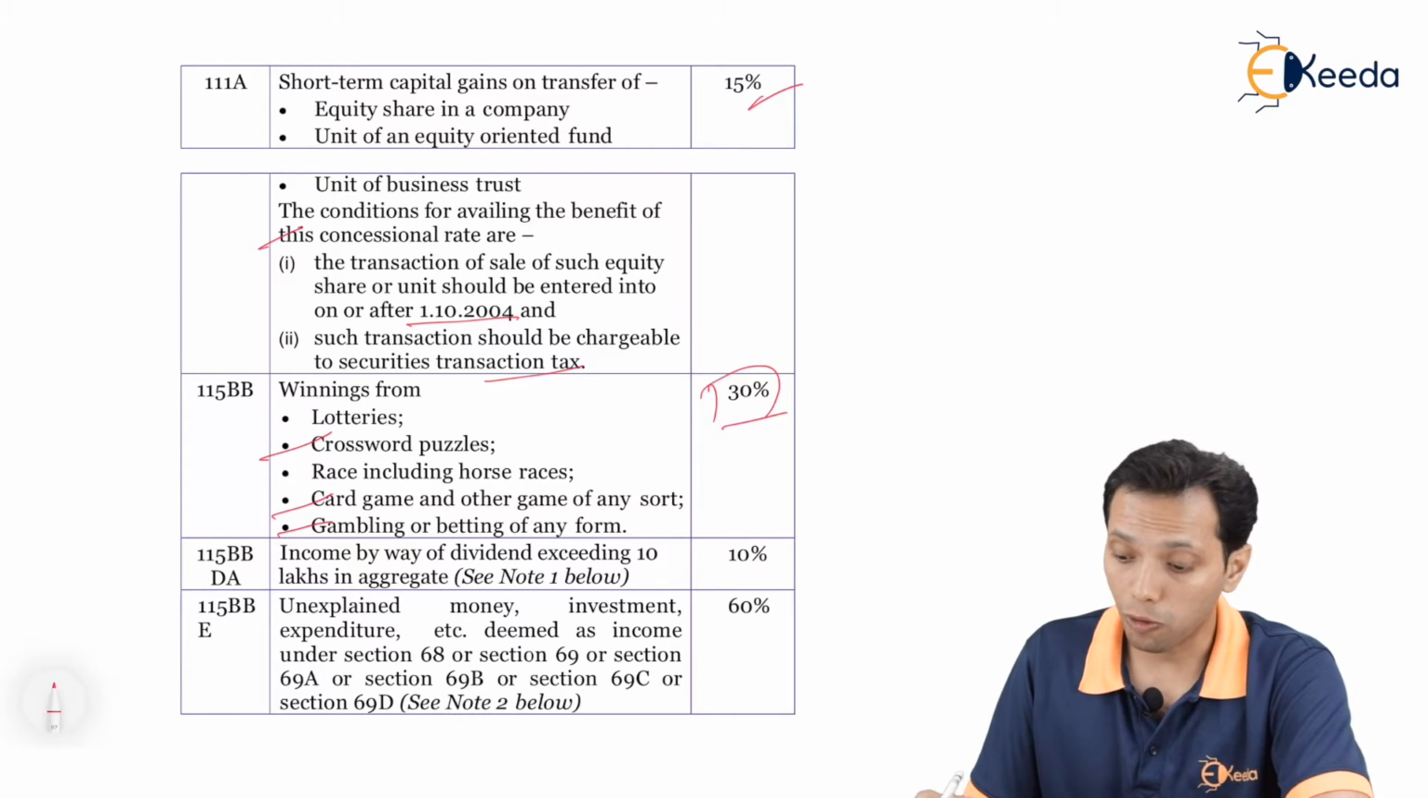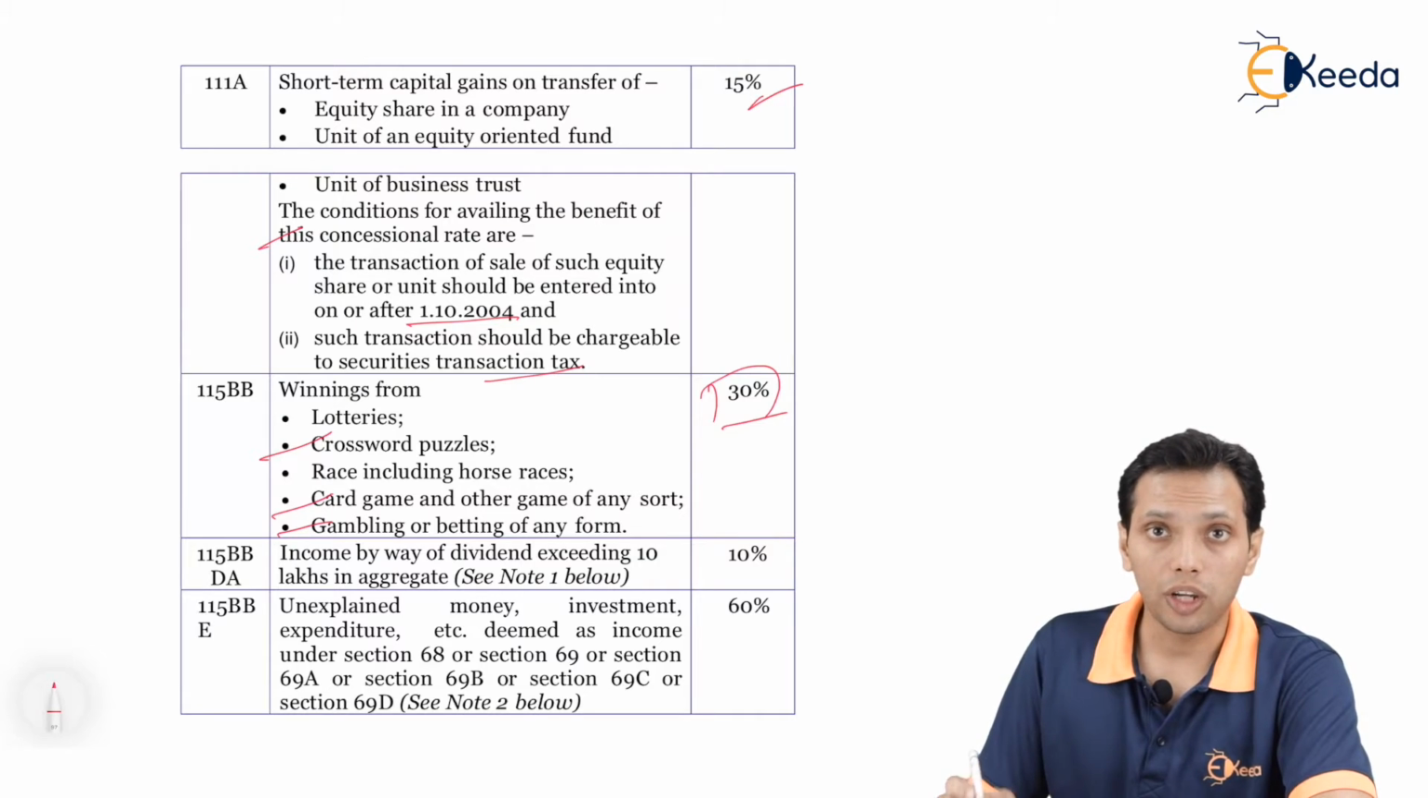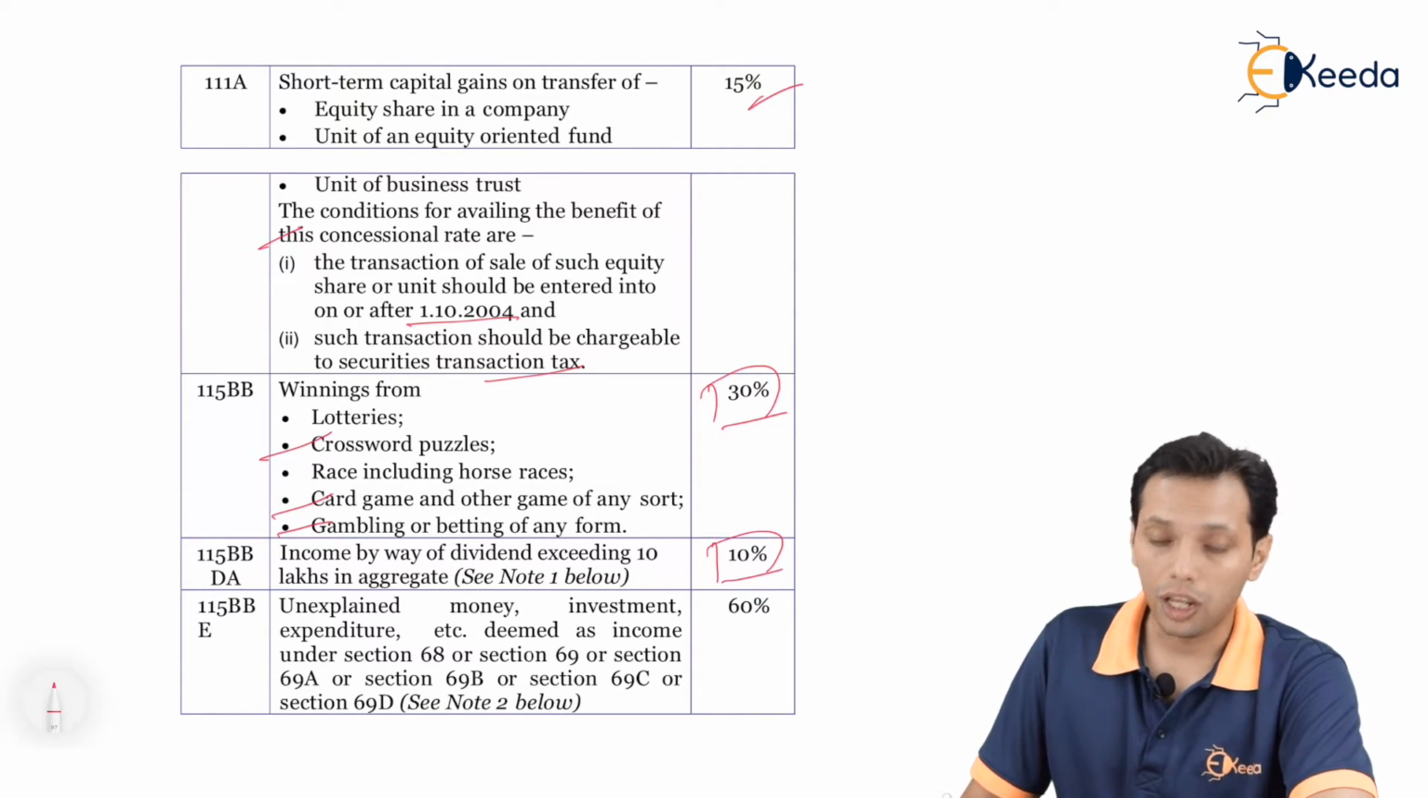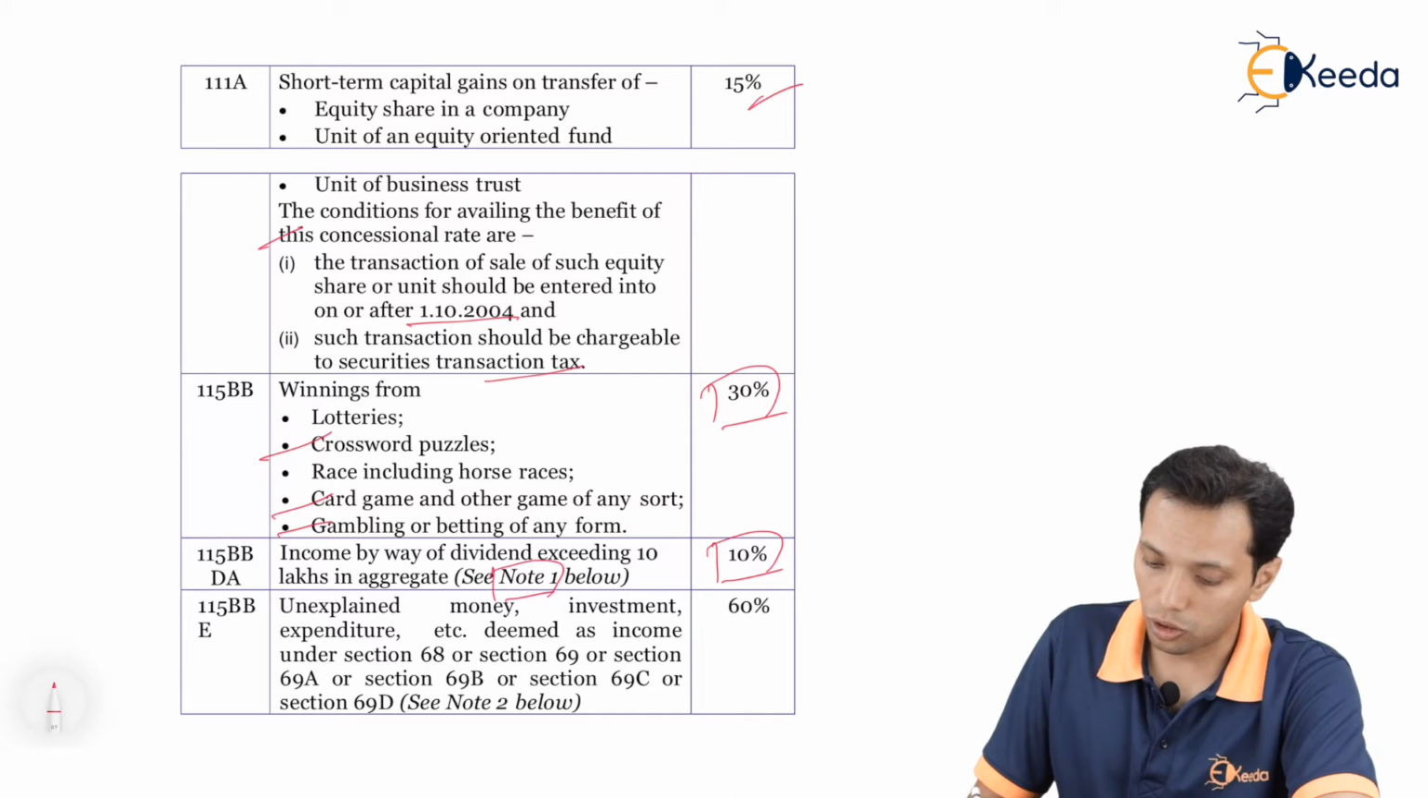Section 115BBDA: income by way of dividend exceeding 10 lakhs in aggregate will be taxable at 10%. We will be discussing this in detail in note 1.